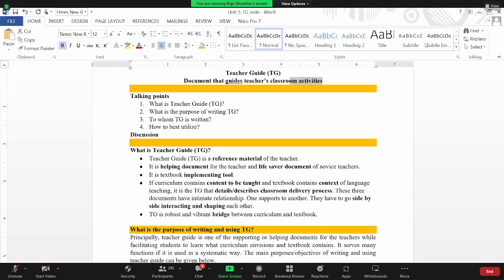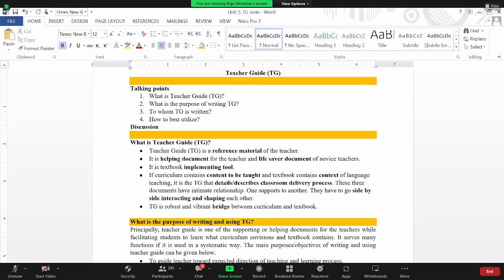So simply from the topic, you understand like this. The title, we have to understand a few things. Teacher guide: for the teacher, supporting material for the teacher, helping document for the teacher, guiding document for the teachers in the teaching and learning process. This is what we understand from the title.